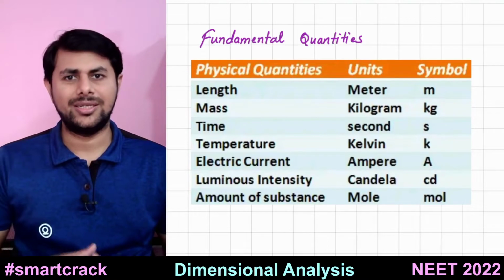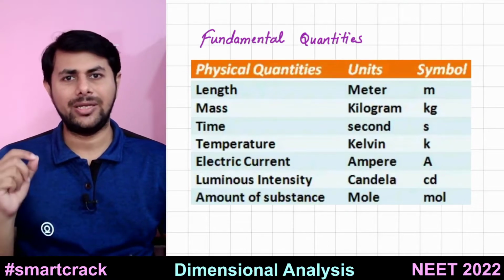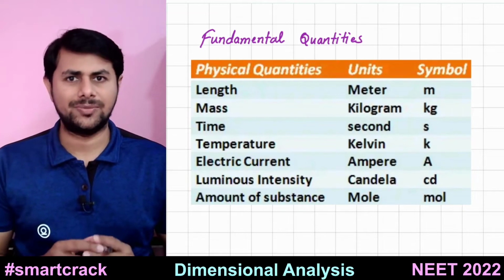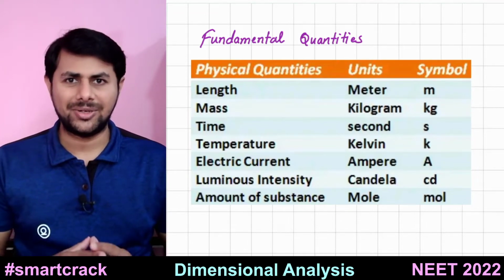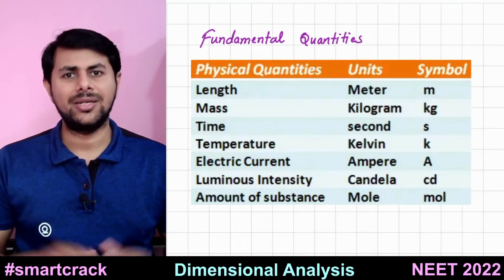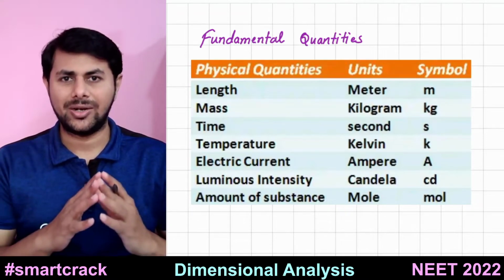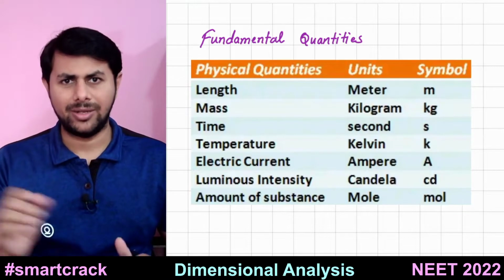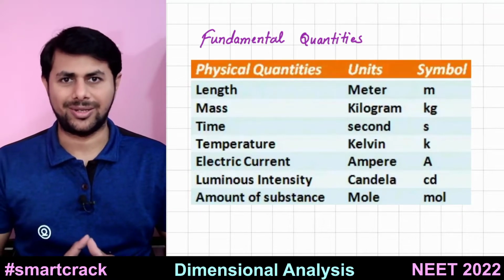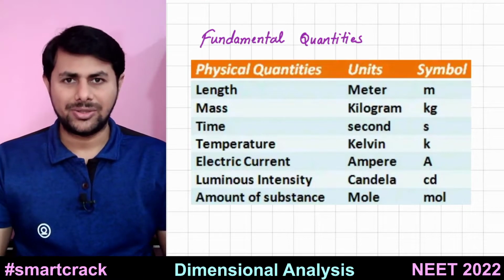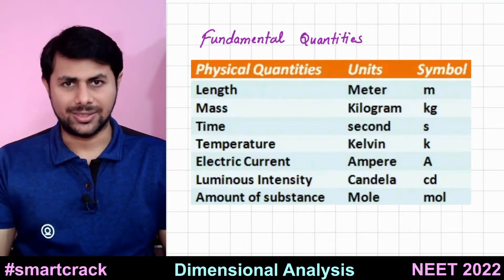So in this series, what we do is we pick an important topic from each chapter of your NCERT physics book. We understand that topic in brief and then we solve some repeated questions, the questions which are often repeated in the NEET exam, and they are based upon that topic. So let's begin. Our today's topic is dimensional analysis.